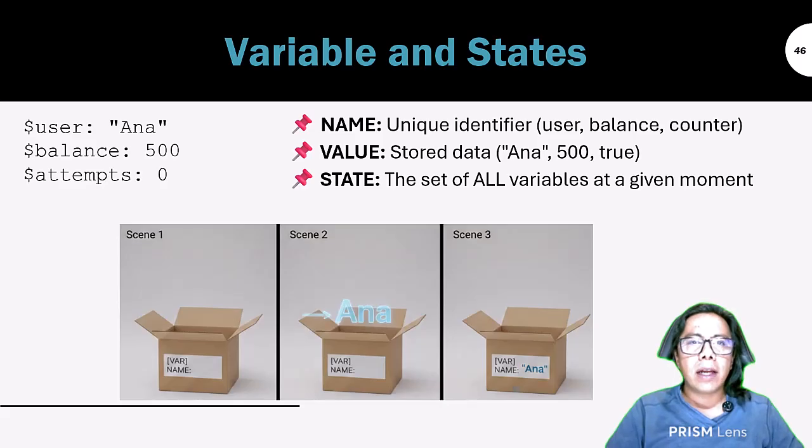Let's dive into variables. A symbolic variable is a named container. It stores a value that the artificial intelligence can read and modify. Variables have a name, a value assigned to them, and a state within the set of all variables.